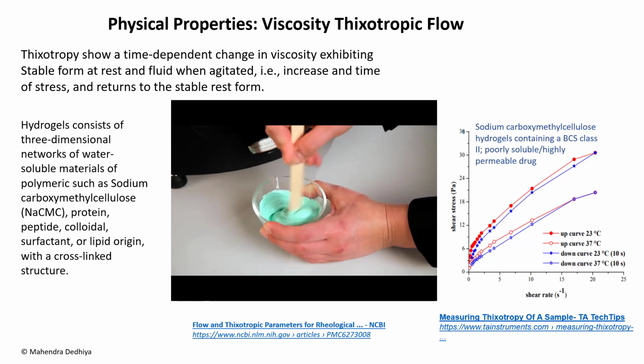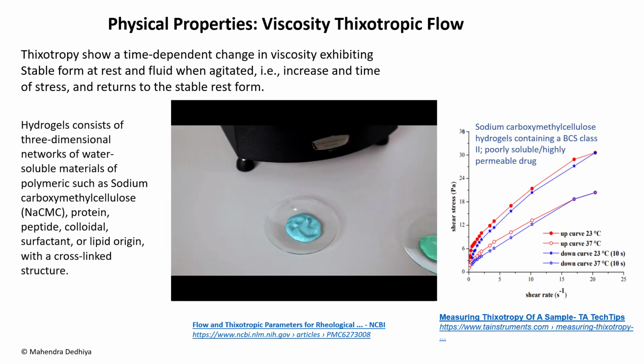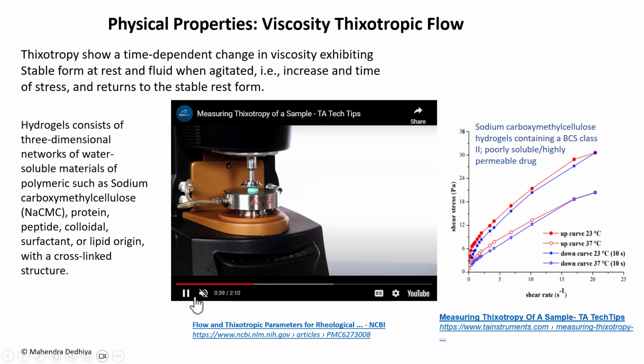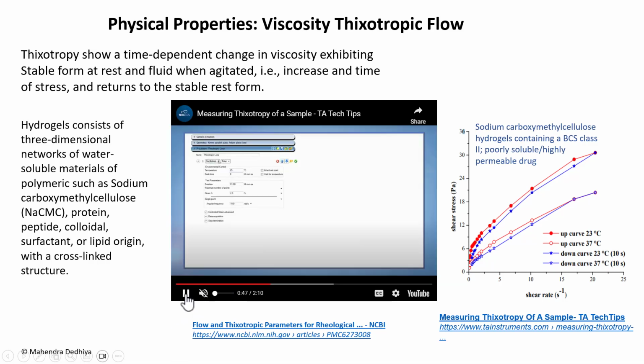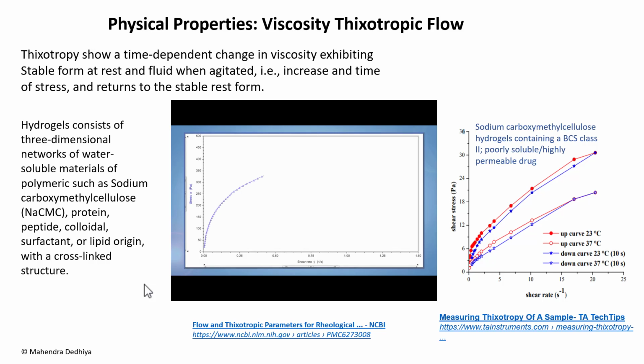So material flows when we stir it. It returns back to its original shape once we stop stirring it. When measuring thixotropy, we need to make sure we use the same time interval in ramp up and ramp down. Ramping up, increase the shear rate and measure viscosity.